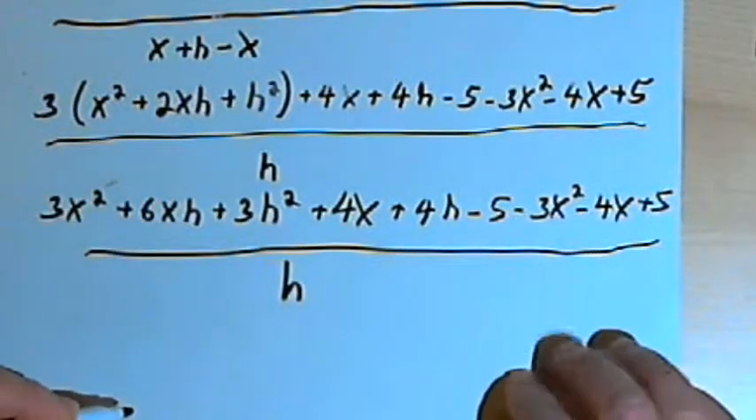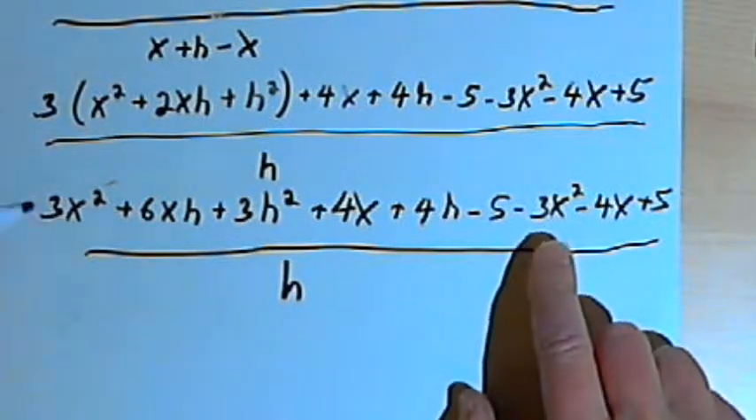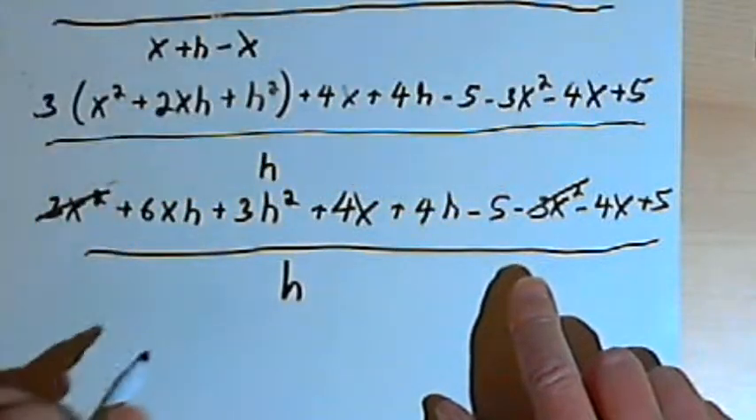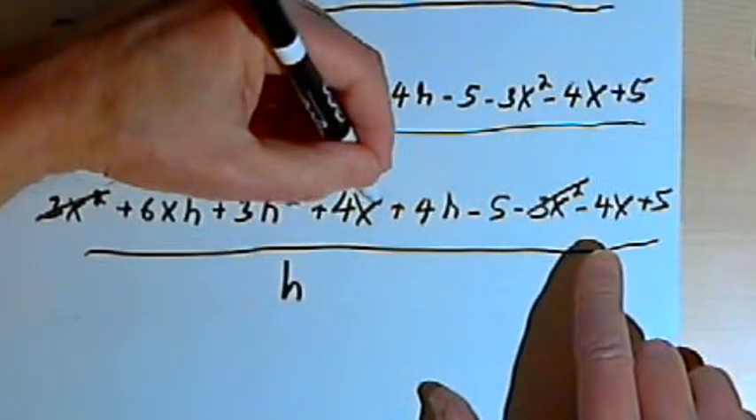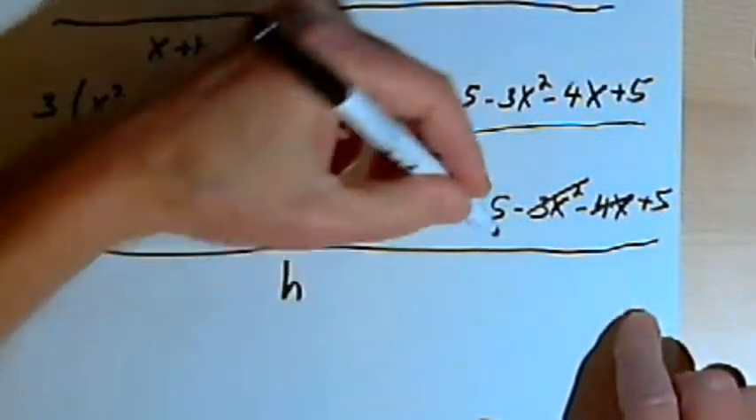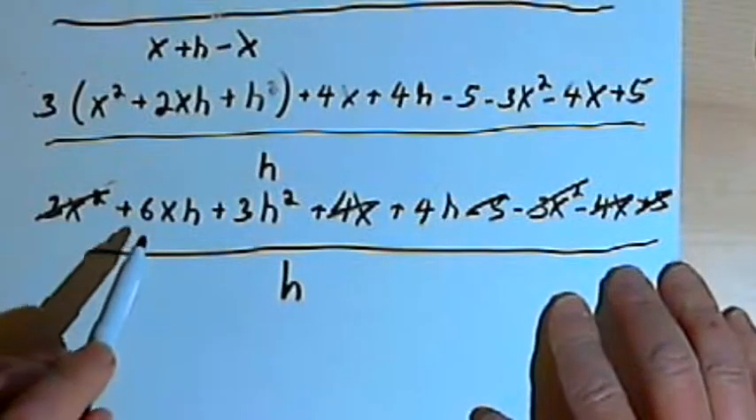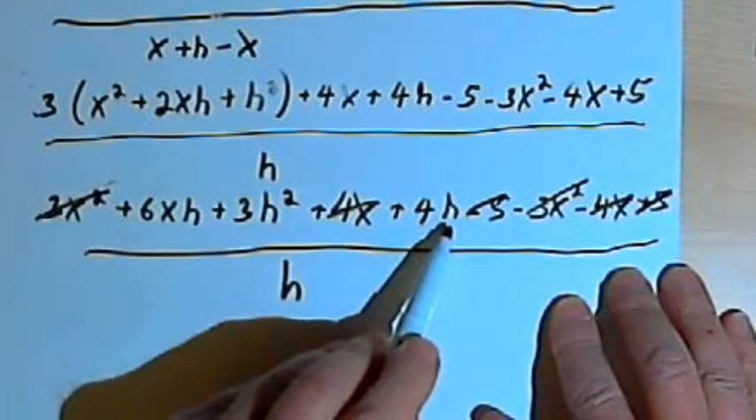Okay, now we get to simplify everything. I've got a 3x squared and a minus 3x squared, so they will cancel out. I've got a 4x and a negative 4x, so they cancel out. I've got a negative 5 and a positive 5, so they cancel out. And now my numerator is just 6xh plus 3h squared plus 4h.